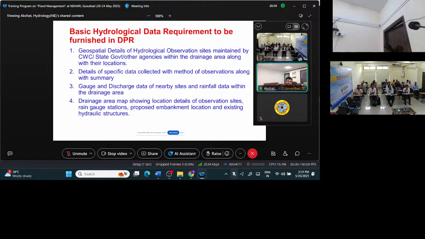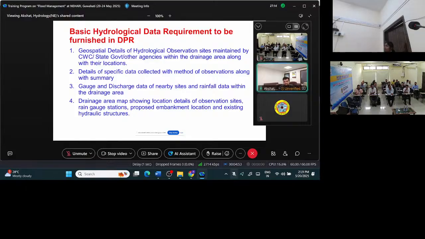Secondly, details of specific data collected with the method of observation, along with the summary, need to be furnished in the DPR. The specific data collected means from which year to which year we are going to collect the data from the HO sites, hydrological observation sites, and the method of observation, such as whether the observation has been taken from the bridge, or through wading, or through the float method. This needs to be specified very clearly.